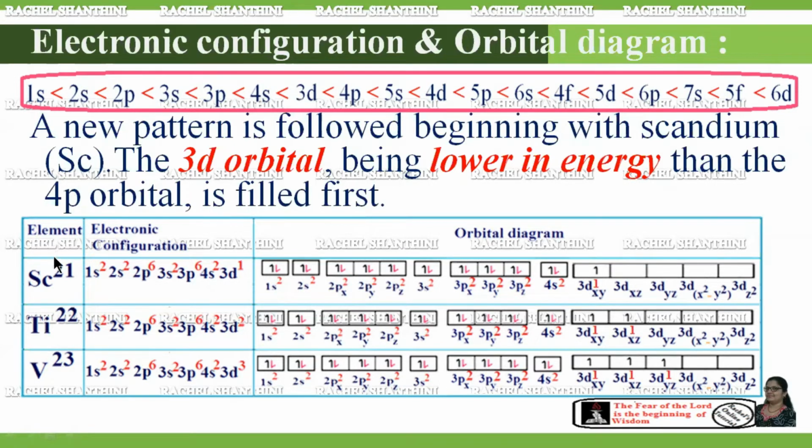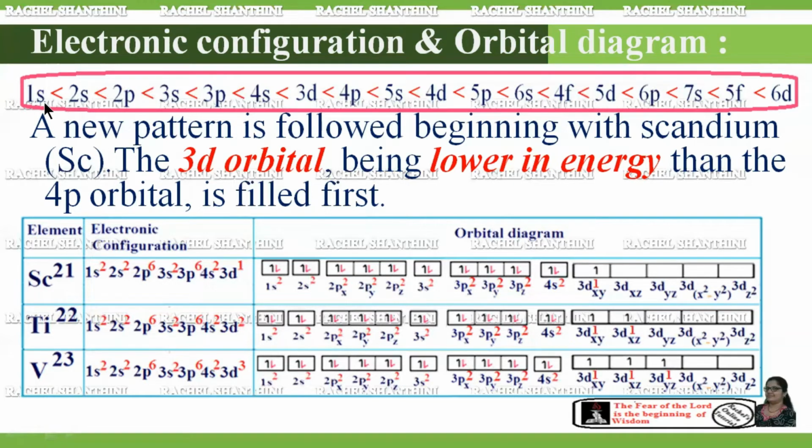Now we are going to see the next 10. A new pattern is followed beginning with scandium, which is the 21st element in the periodic table. That is, it has 21 electrons in its atom.